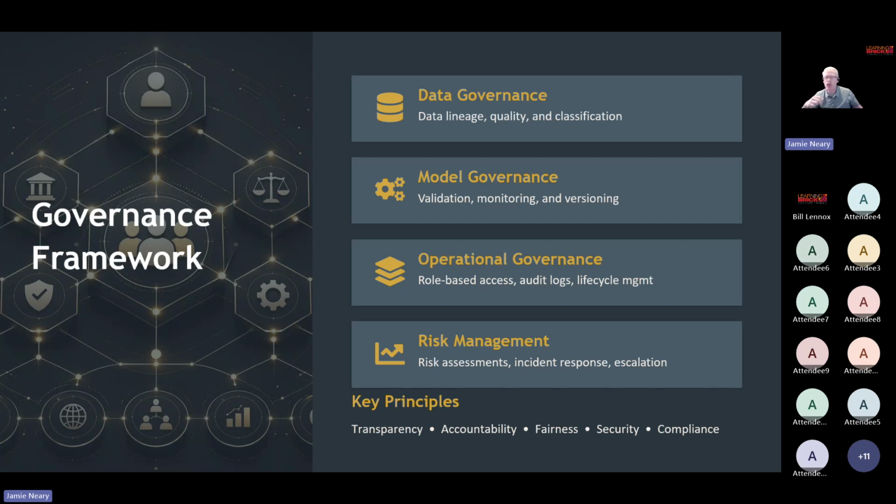We worry about the operations side of things: role-based access, auditing, proper lifecycle management, and of course our risk management, ongoing risk assessments, incident response when we've discovered some potential misuse, and proper escalation paths as a result of that. So you notice down at the bottom, we have our key principles that we have to make sure we adopt. We need to worry about transparency in the decision-making process, accountability, fairness, lack of bias, security, and compliance.